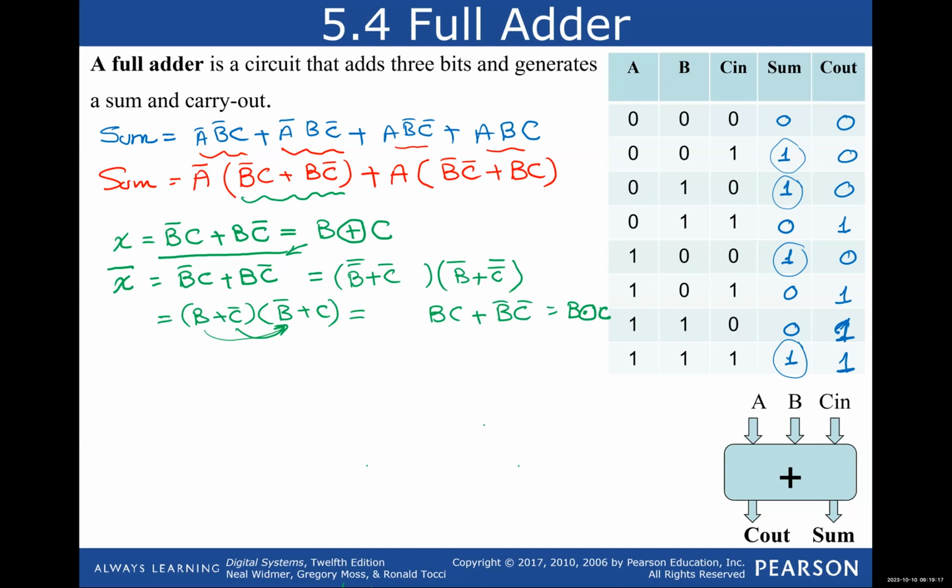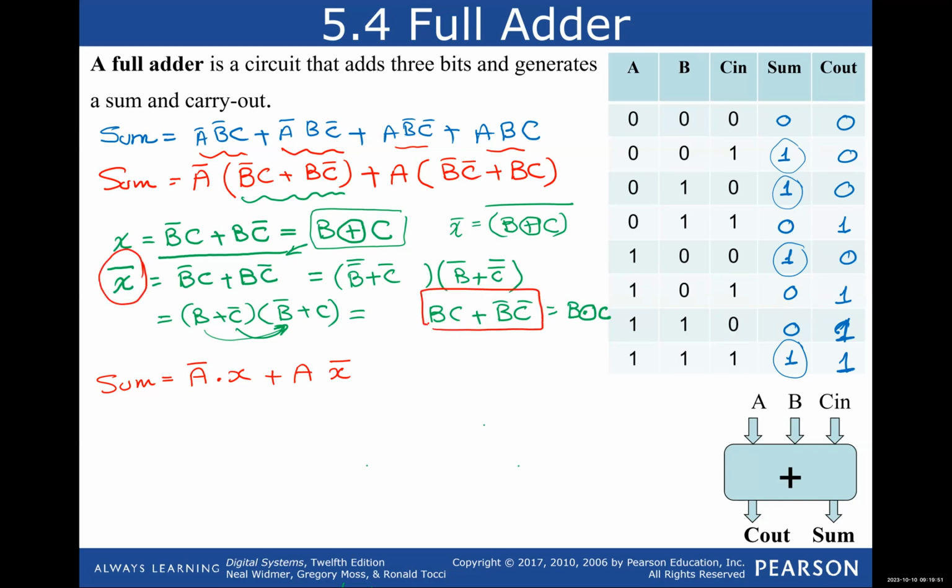So that means that if this is my X, my X complement is just B XOR C complement, or in other words, it's B XNOR C, right? Do we all agree on that? Okay, now we're going to go back to the summation. I'm going to say that the summation is A complement X, and I'm just going to put that whole parentheses as an X plus A X complement. Now I know that the X complement is going to lead to this input here.